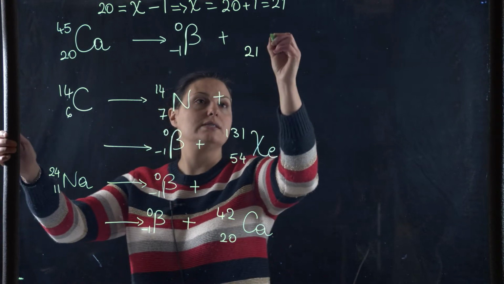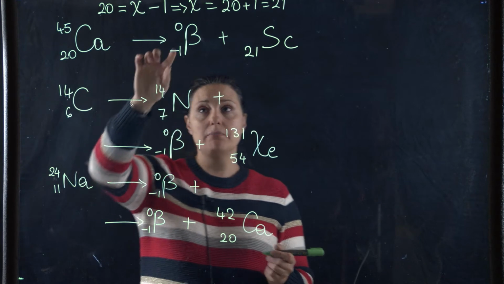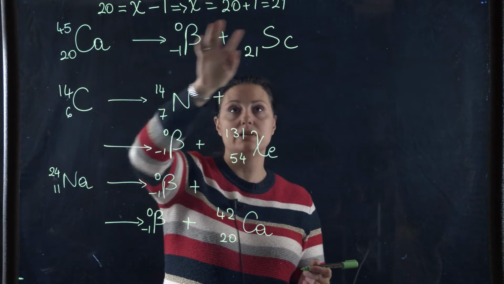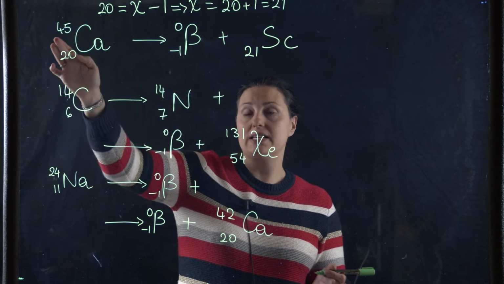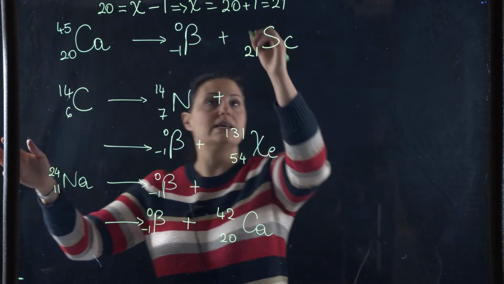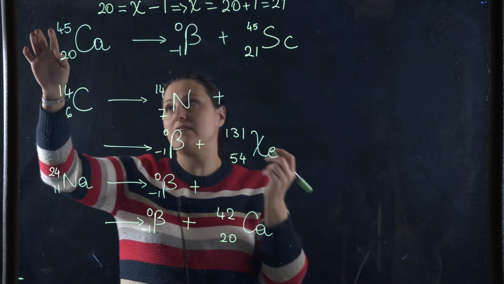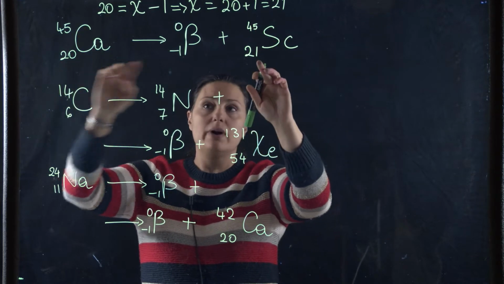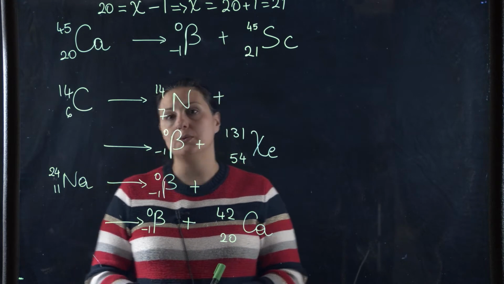Sc, scandium. Okay. Now note that beta has a mass number of 0, which means that the top number is not going to change, because 0 plus x has to equal 45, which means that this has to be 45. 0 plus 45 gives me 45, so I'm balanced on top. 21 minus 1 gives me 20, so I'm balanced at the bottom too.